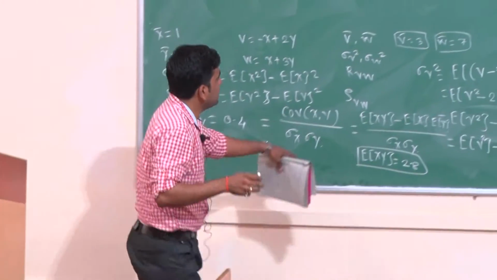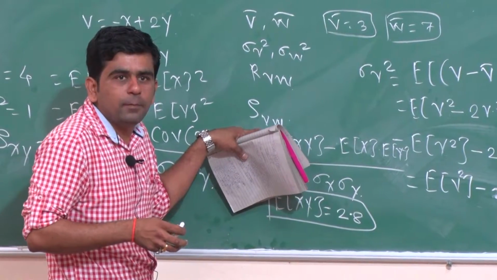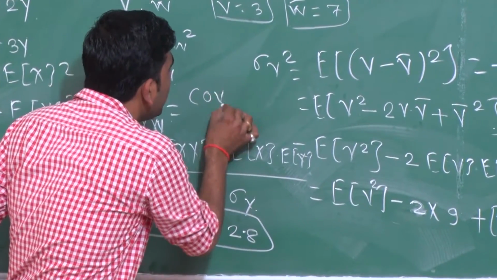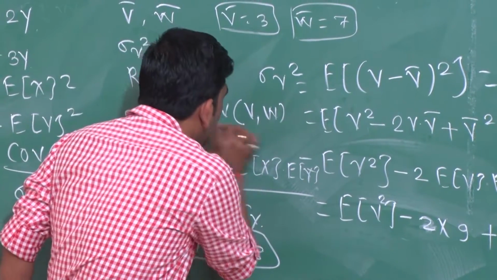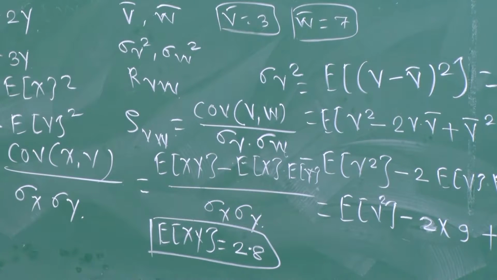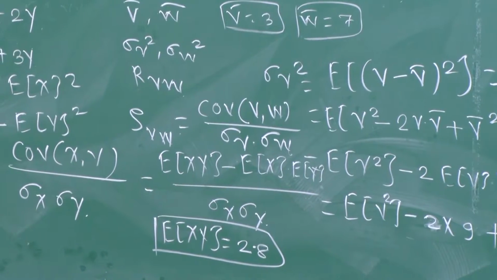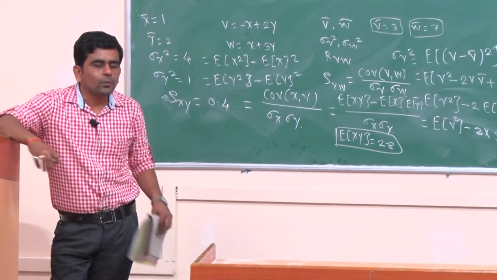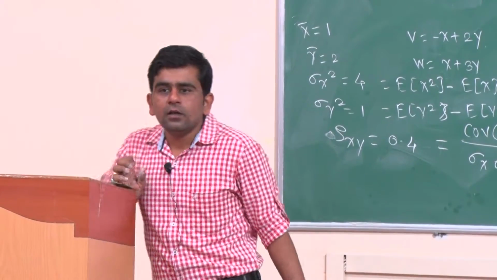Finally, you have to calculate the correlation coefficient for these two random variables, V and W. That is given as covariance of the two random variables V and W divided by sigma V into sigma W. That's why we have calculated the standard deviation for V. Similarly, you have to calculate the value of variance for W. Can you calculate the variance for W? Is it clear, all of you?